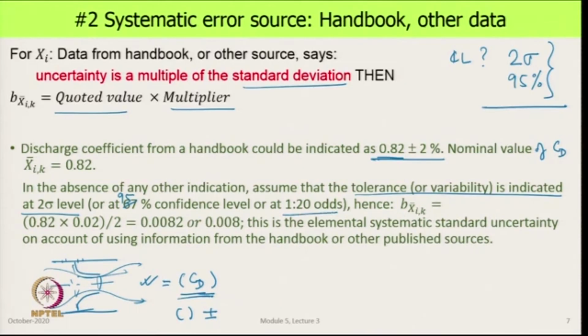Assuming that, the elemental systematic standard uncertainty due to the discharge coefficient will be 0.82 into 0.02, which is 2% of this, divided by 2 because of the 2 sigma level assumption that we have made. This is the elemental systematic standard uncertainty on account of the discharge coefficient, which we got from a handbook or some other published source. So, that is the second type of systematic error source.